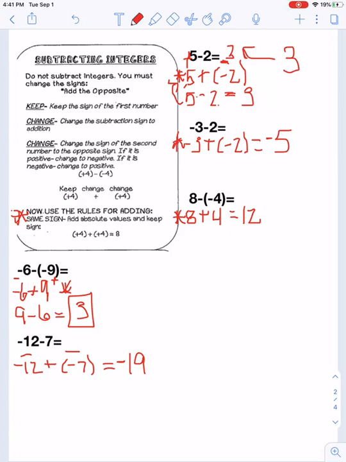So that's subtracting integers. Remember, you have to keep the first number the same, change subtraction to addition, change the sign of the second number to the opposite.